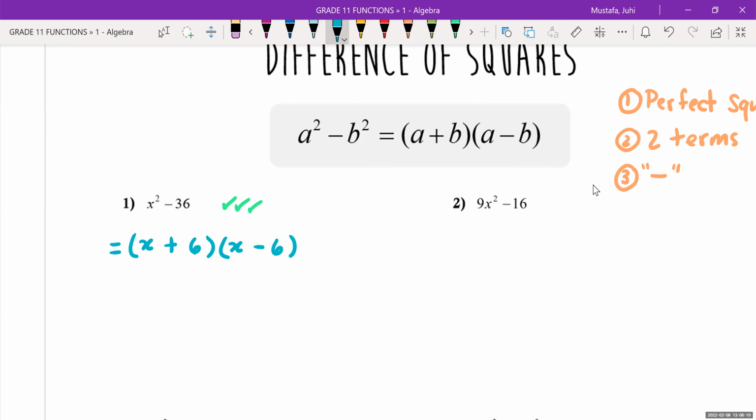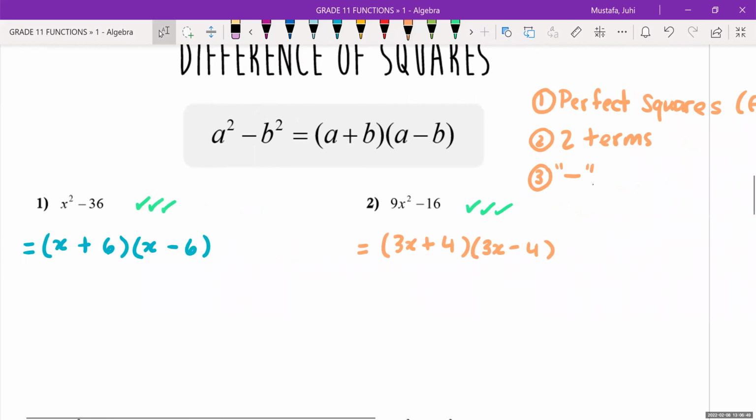Okay, let's try the next one. 9 and 16. Are those perfect squares? They are. Are there two terms? Yep. And is there a minus sign? Yep. So again, another example of a difference of squares question. So I'm going to take the square root of 9x squared, which will be 3x and 3x. I'm going to take the square root of 16, which will be 4 and 4. And then one of them will be a plus and one of them will be a minus.